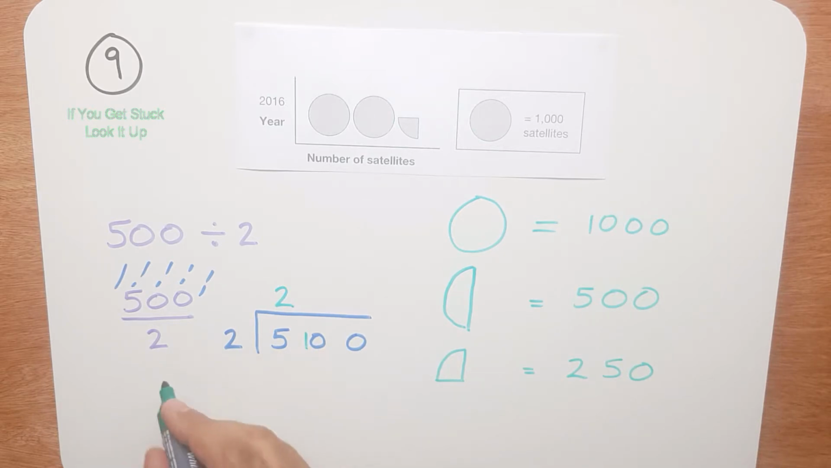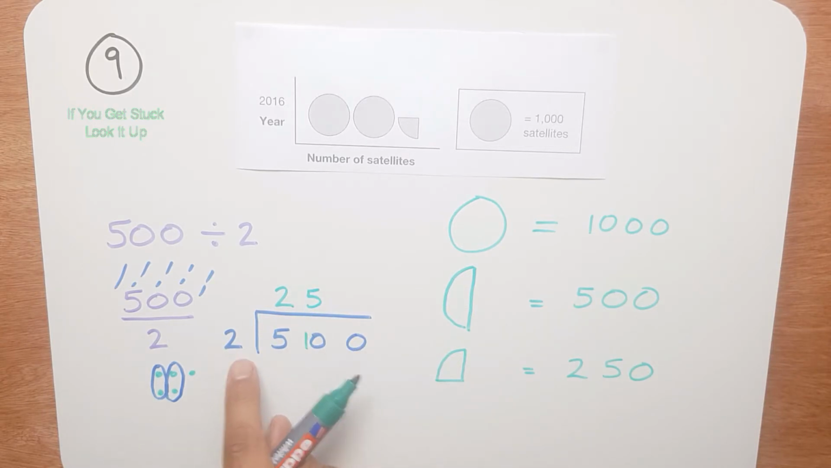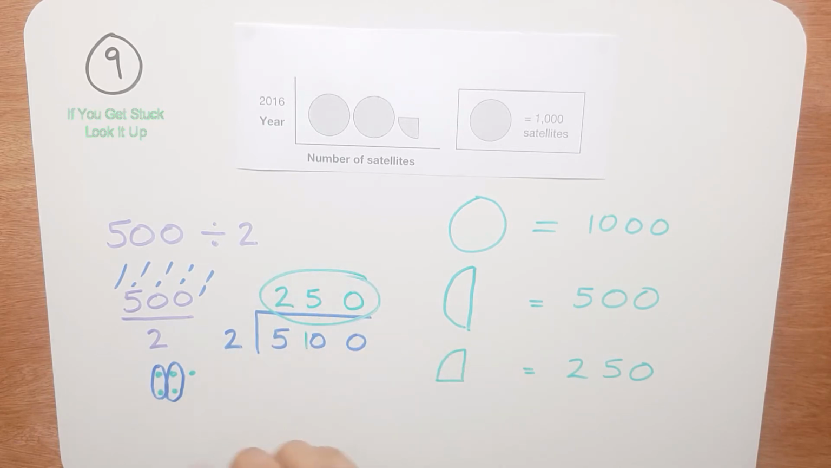So how did I do that? Let me have a look. 1, 2, 3, 4, 5. There's one group of 2. There's 2 groups of 2. So them 2 groups go there, and the remainder gets carried over. How many 2s are there in 10? There's 5. How many 2s are there in 0? There's 0. So that is our answer, 250.